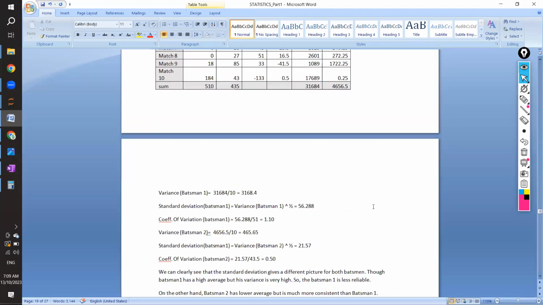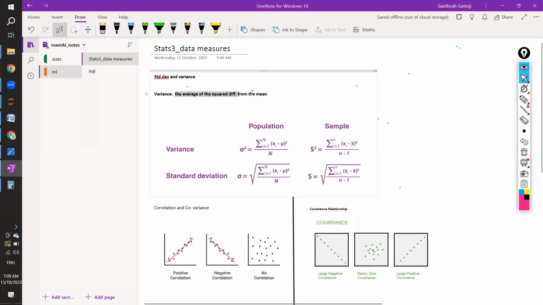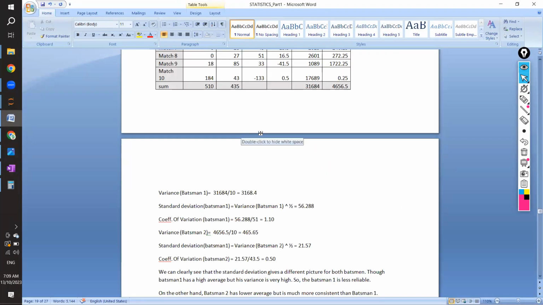After that, what do we need to do? The variance is the average of the squared differences from the mean. We have done the difference, we have done the square. Now we will just do the average. Average means dividing by the number of counts. So if you divide this value by the total number of values, you will get the variance of batsman 1.